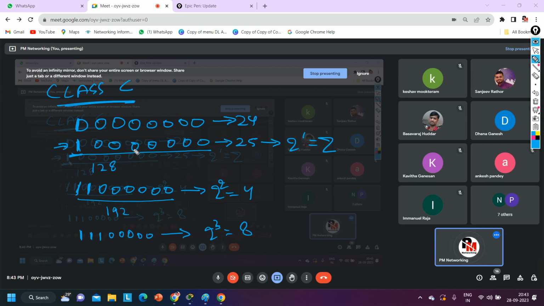If I borrow 1 bit, that means I will get 2 networks. If I borrow 2 bits, I will get 4 networks. If I borrow 3 bits, I will get 8 networks. Let's say I need to divide a large network into 8 parts. How many bits will you borrow? 3 bits.